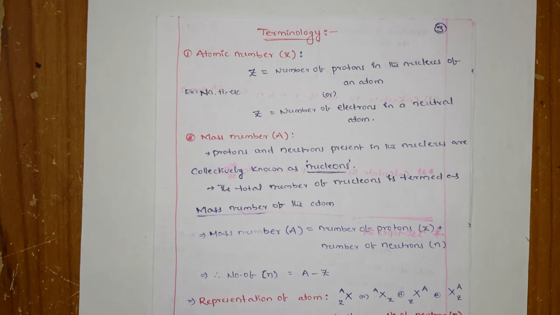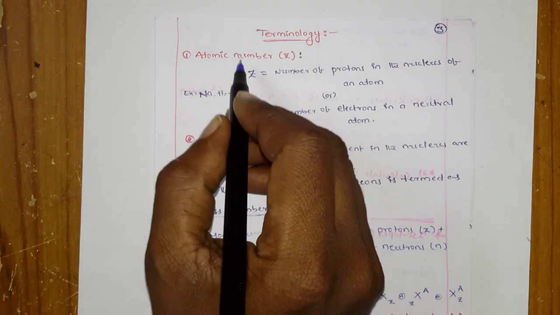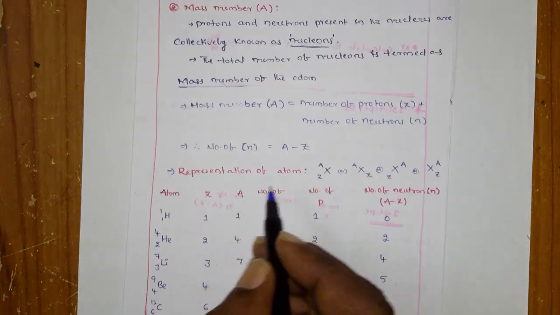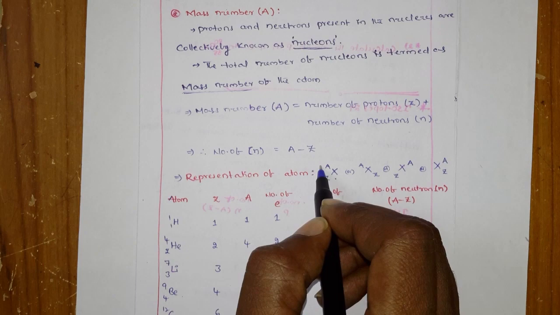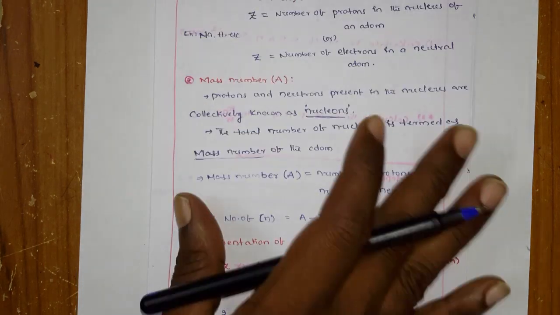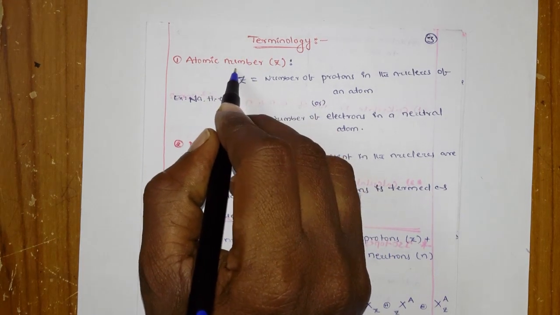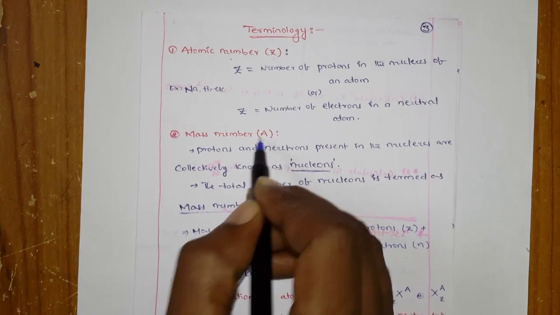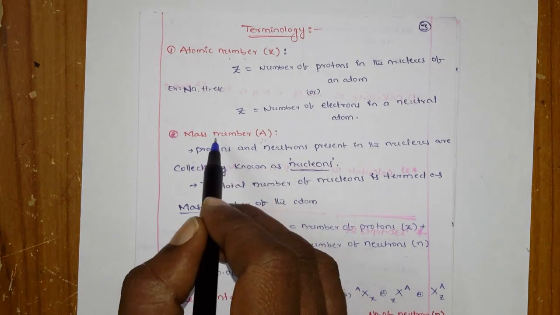What we discussed is that an atom possesses protons, neutrons as well as electrons. Here the terminology is how we represent an atom. We represent it with X, and some Z and A. So what is Z and what is A? Z is nothing but the atomic number, and A is nothing but the mass number.